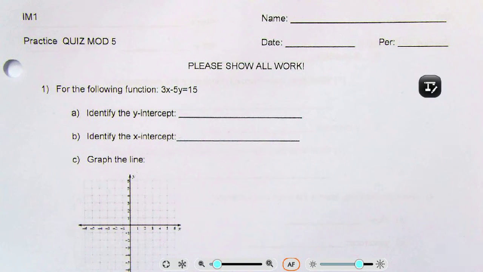Today we're going to be practicing the quiz for Module 5. Now this practice quiz is pretty much identical to the test that you will be seeing. I'm going to try to cover as many questions as come up. And if you definitely have some questions, please don't hesitate to send a message or to contact your teacher.